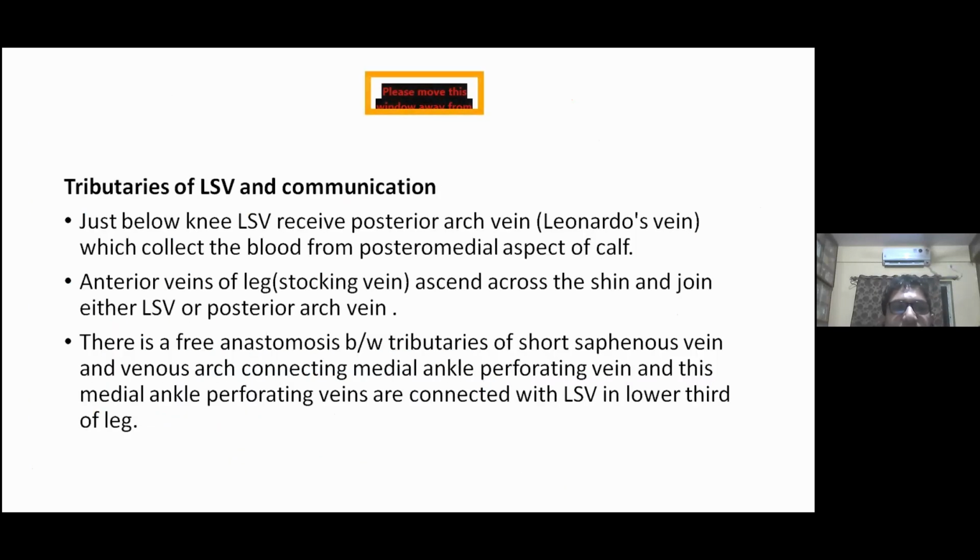What are the tributaries of the long saphenous vein and communications? Just below the knee, the long saphenous vein receives the posterior arch vein, that is Leonardo's vein, which collects the blood from the posteromedial aspect of the calf. Anterior veins of the leg, that is the stocking vein, ascend across the shin and join either the long saphenous vein or the posterior arch vein. There is a free anastomosis between tributaries of the short saphenous vein and venous arch connecting the medial ankle perforating veins, and these medial ankle perforating veins are connected with the long saphenous vein in the lower third of the leg.